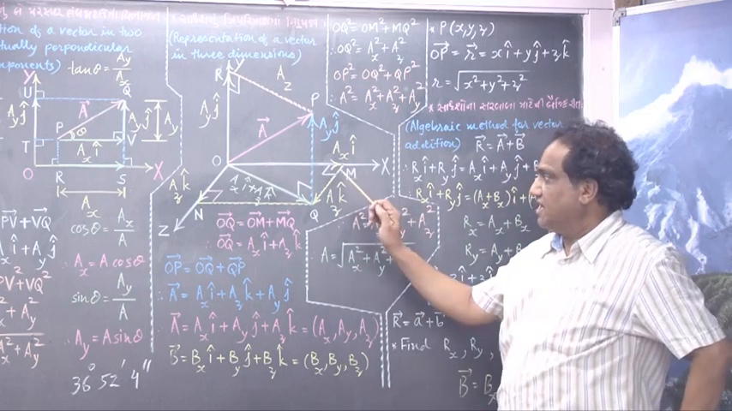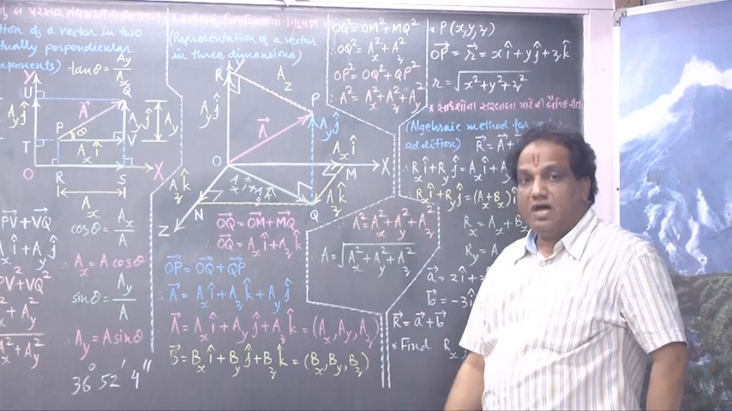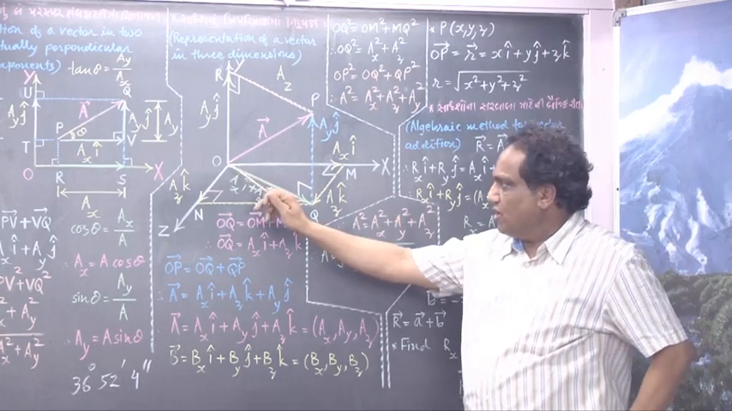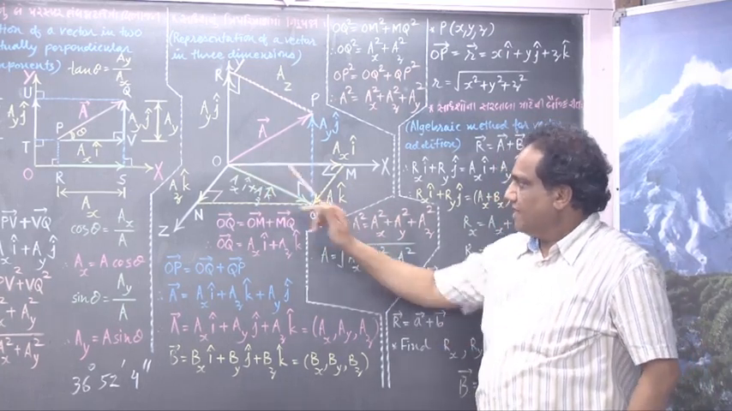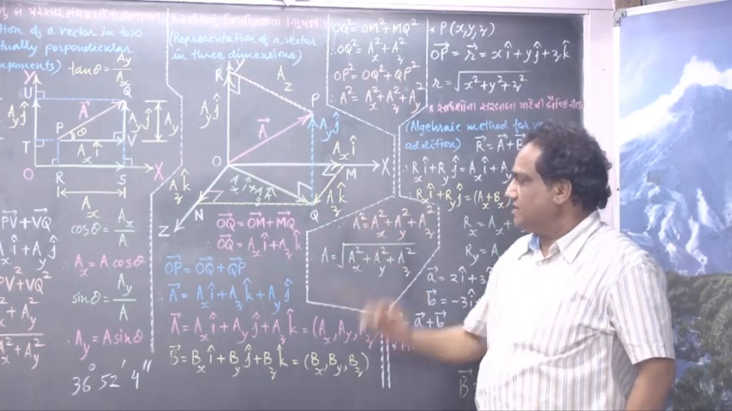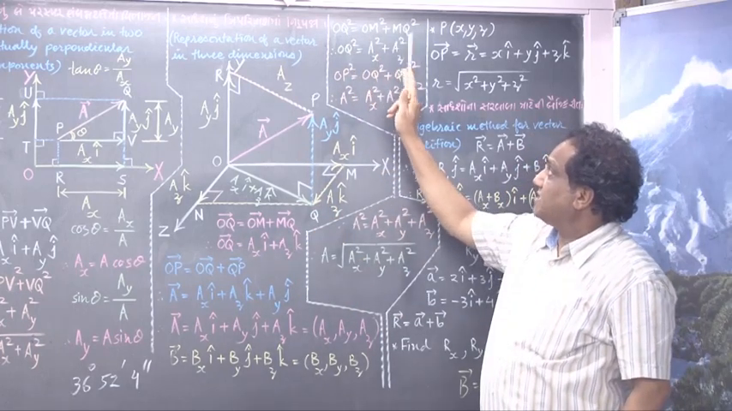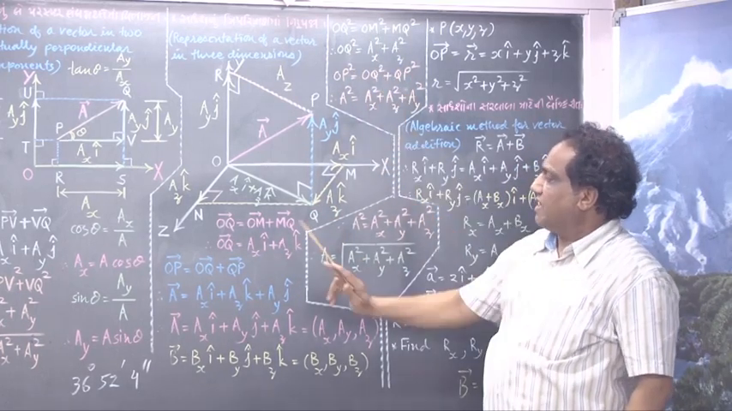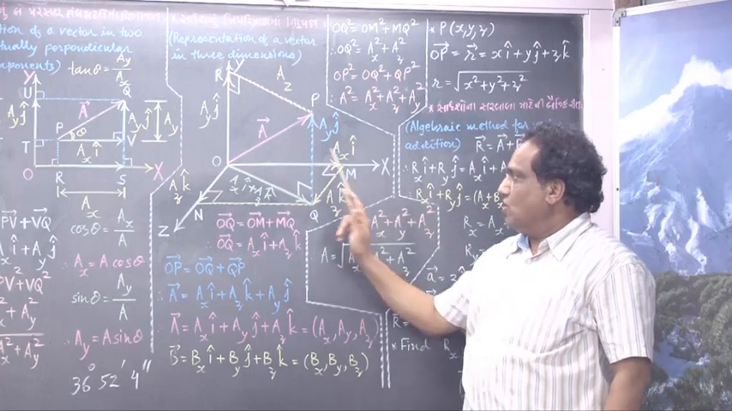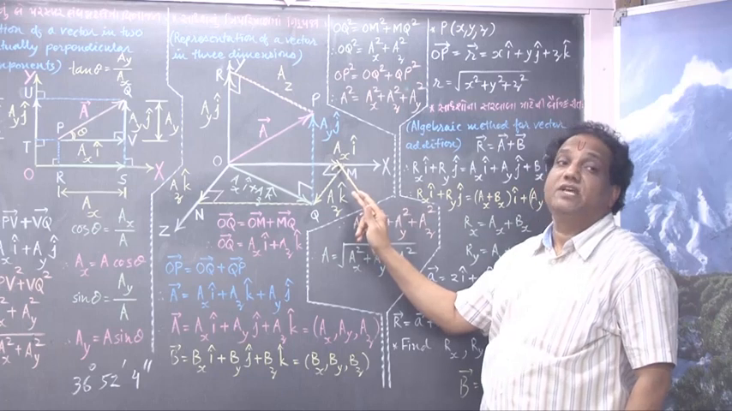Wait, I say this is a right angle. This is opposite to that. Hypotenuse. So speak out everybody: OQ square is equal to OM square plus NQ square. What is OM square? OM square means square of this. Lengthwise this is AX.